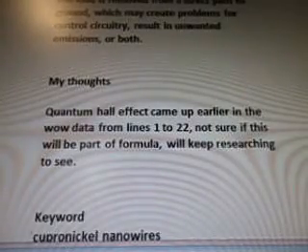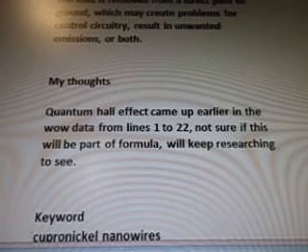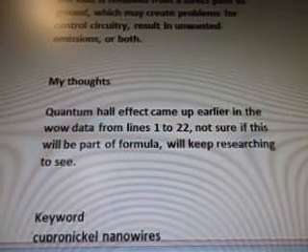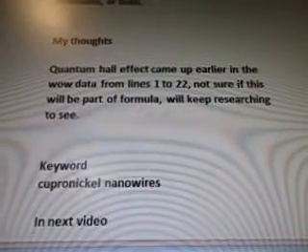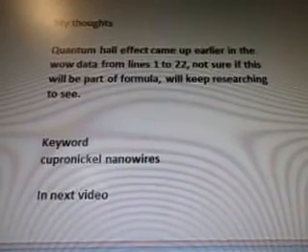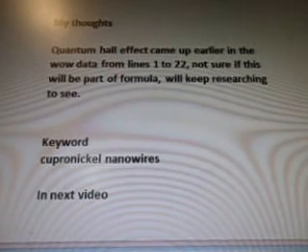The quantum Hall effect came up earlier in the well data from lines 1 to 22. Not sure if this will be part of the formula. We'll keep researching to see. Even though I did the research on the quantum Hall effect, I didn't really understand what it was for. Now I'm kind of getting an idea that it's got something to do with some wiring.